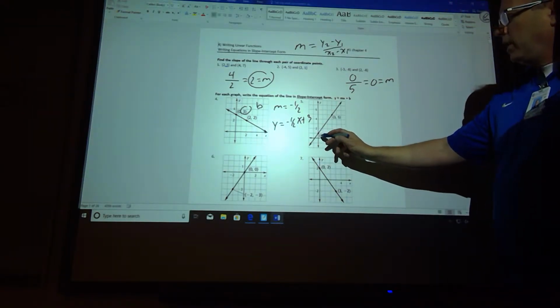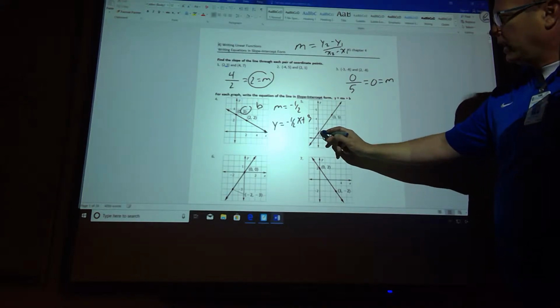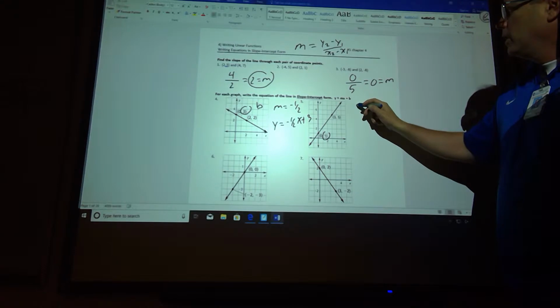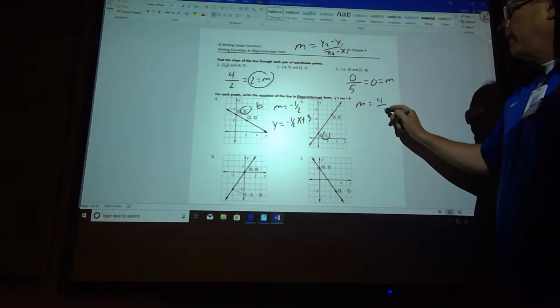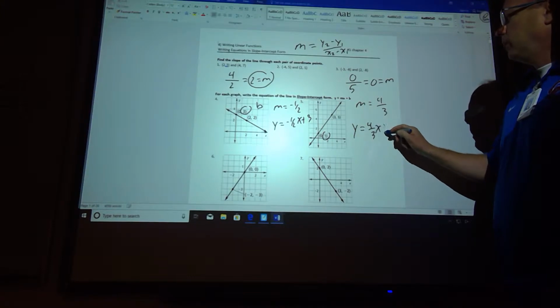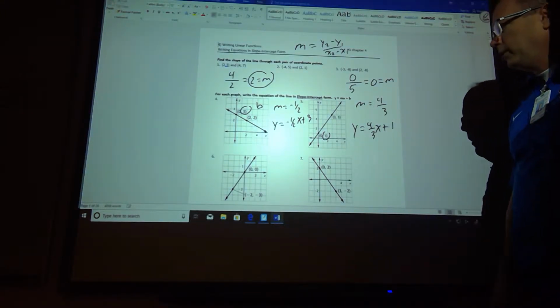Problem number 5, we have a y-intercept of 1, and I can count up to my other point. So I'm going to go 1, 2, 3, 4, 1, 2, 3. So I have a slope of 4 over 3. So y equals 4 over 3x plus the 1, or my y-intercept.